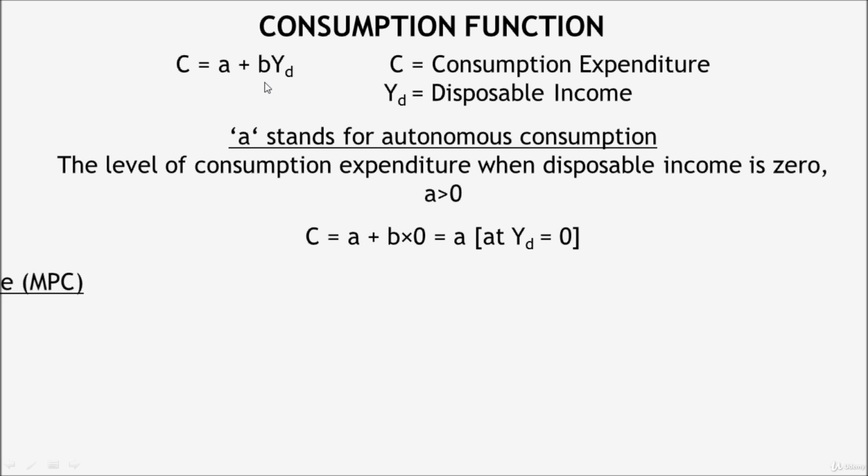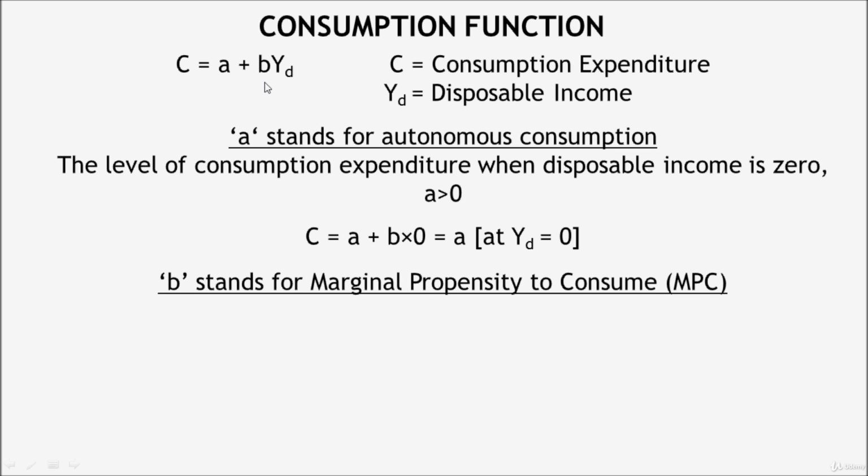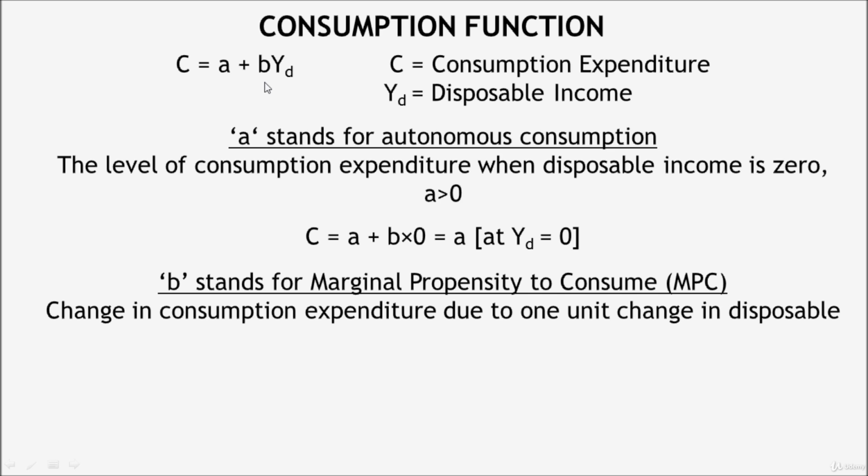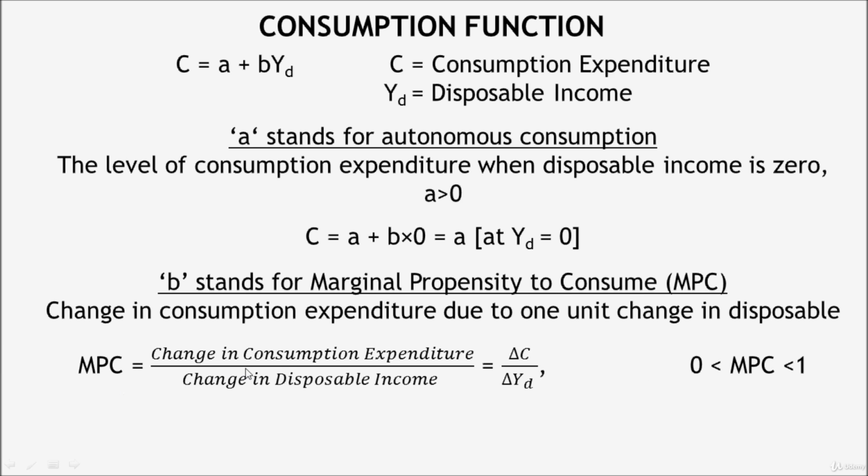B stands for marginal propensity to consume. The change in consumption expenditure due to the change in disposable income is called marginal propensity to consume. In short, MPC. By formula, MPC equals change in consumption expenditure divided by change in disposable income, equals change in C divided by change in YD. As consumers distribute their disposable income into consumption expenditure and saving, that's why MPC is always less than 1. That is, rise in consumption expenditure is less than the rise in disposable income. In other words, the rise in consumption expenditure never exceeds the rise in disposable income.